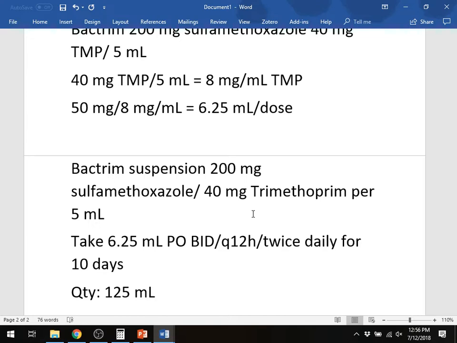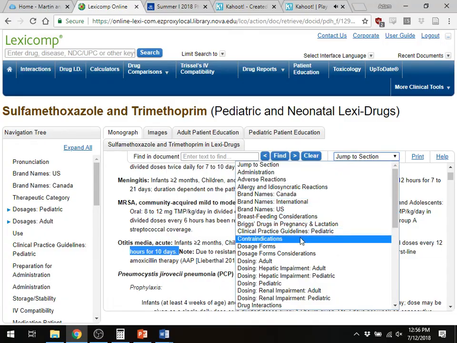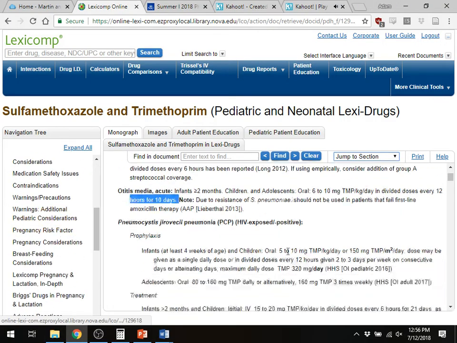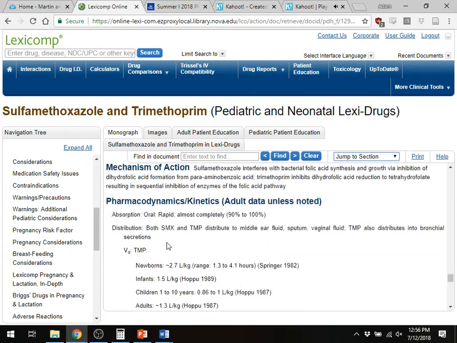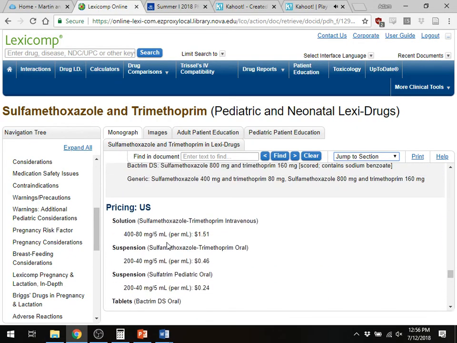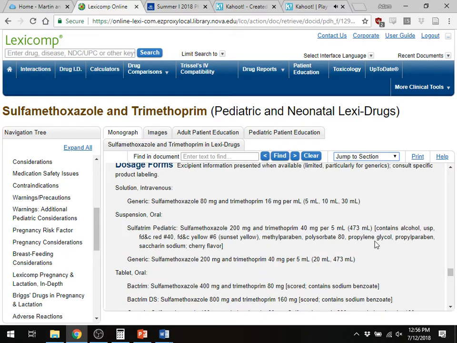Now, the one thing I do see some students doing is, remember when we looked at the dosage forms a second ago? Of course, that didn't work. Let's go back down. So let's see, kinetics. What the heck is the dosage forms? I don't want pricing. Here we go. Now, notice here, this is the size bottle that it comes in. Do you think we needed 125 mLs? Am I going to dispense that whole 473?